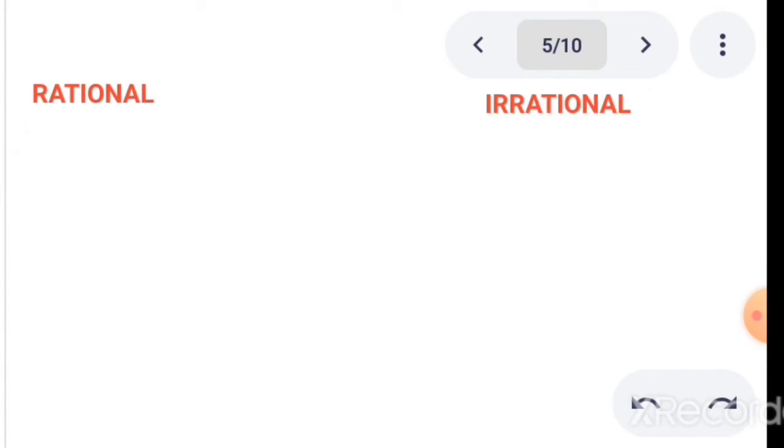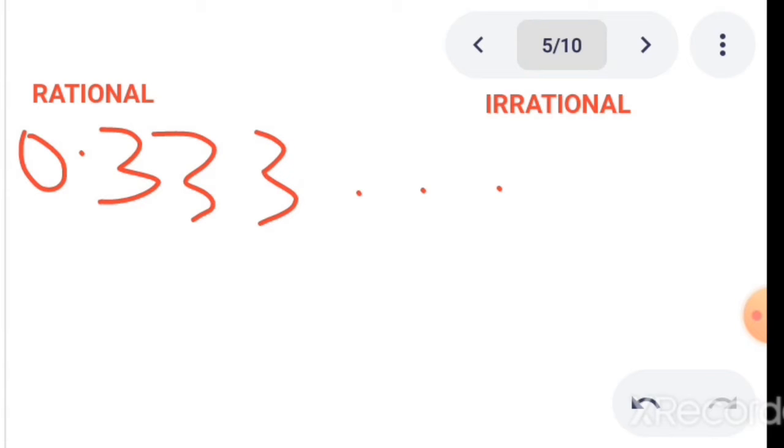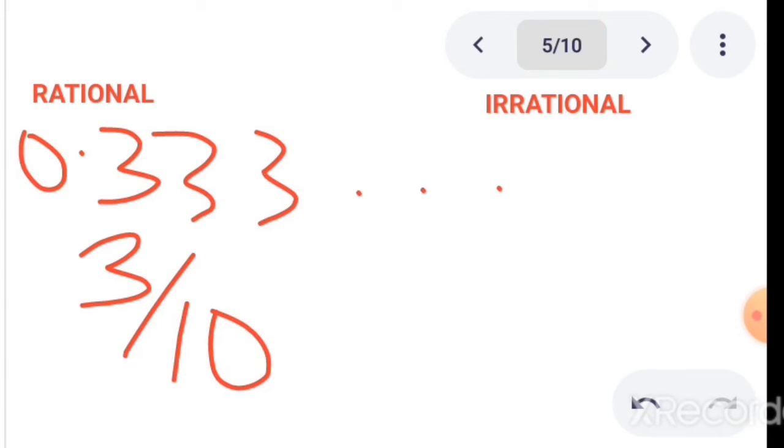What if we had repeated decimals? For example, we had 0.333 and it never ends. Can 0.333 be expressed as a ratio of two integers? Yes, we can write 0.3 as 3 all over 10, and 3 over 10 is a ratio of two integers. Therefore, 0.333 is a rational number. Note that all repeated decimals are rational numbers.